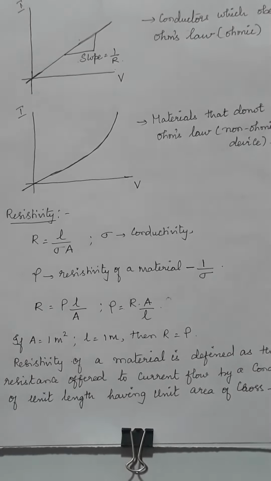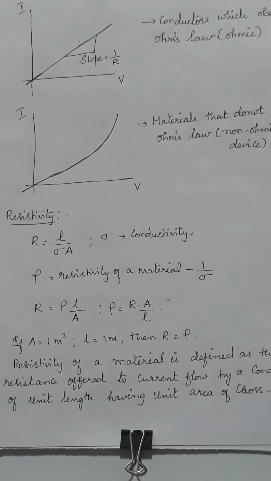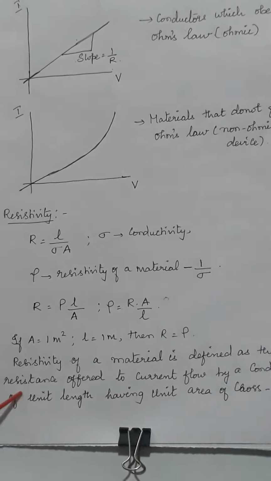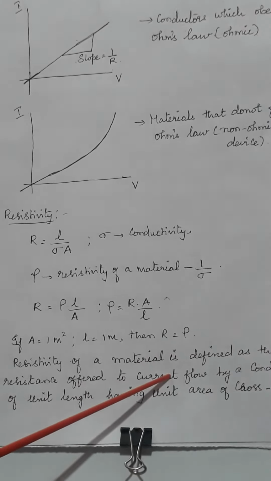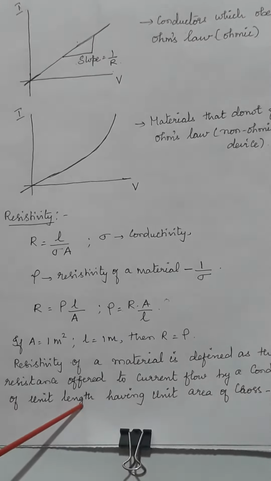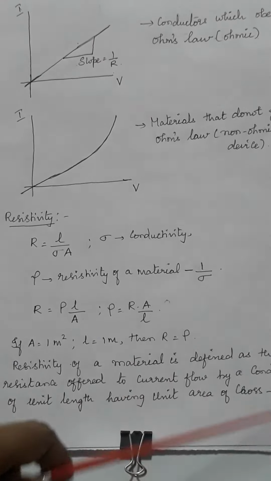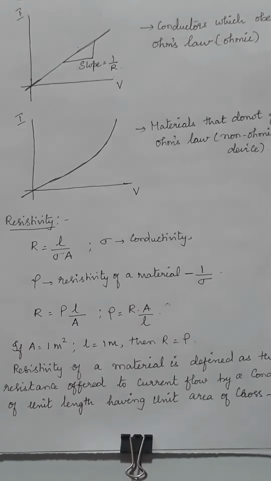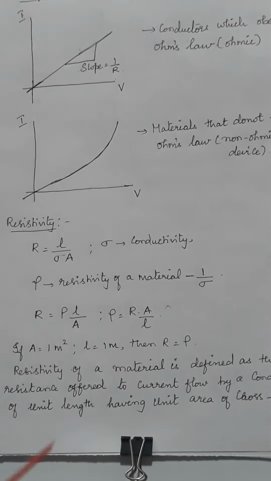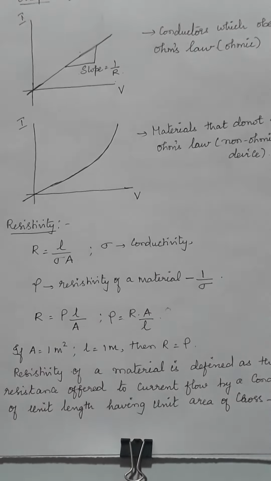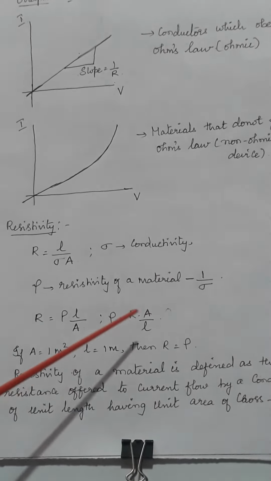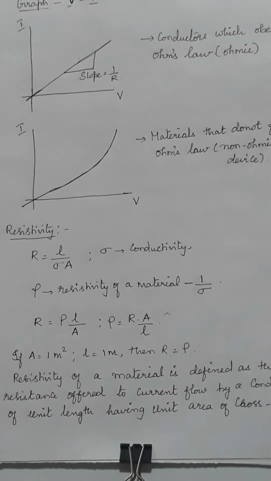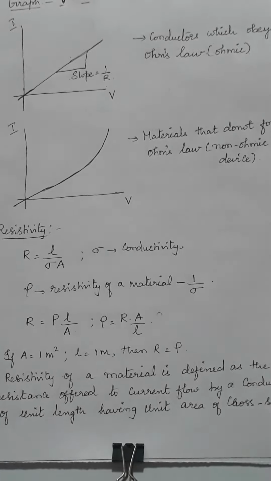So how can I define rho now? Resistivity of a material is defined as the resistance offered to the current when unit length having unit area of cross section is considered. Then this resistivity is nothing but the resistance, but it takes only the value of the resistance alone. Their concepts are different. Resistance is different and resistivity is different.